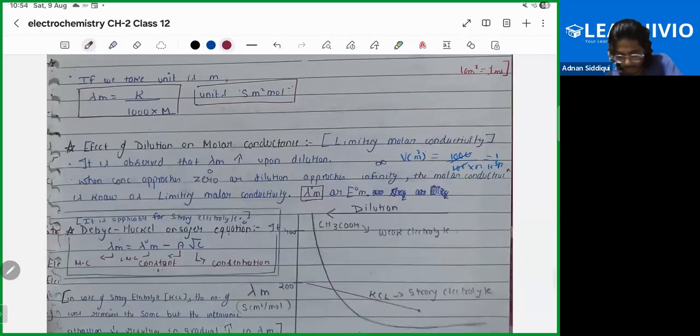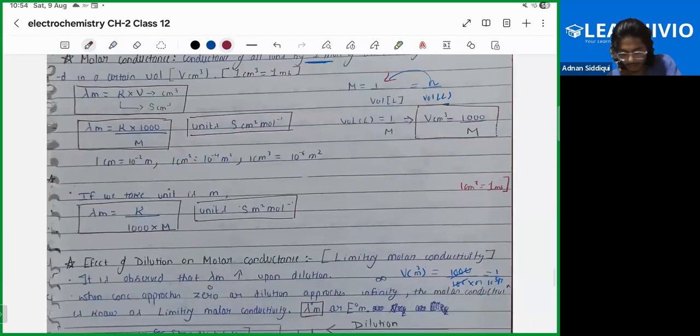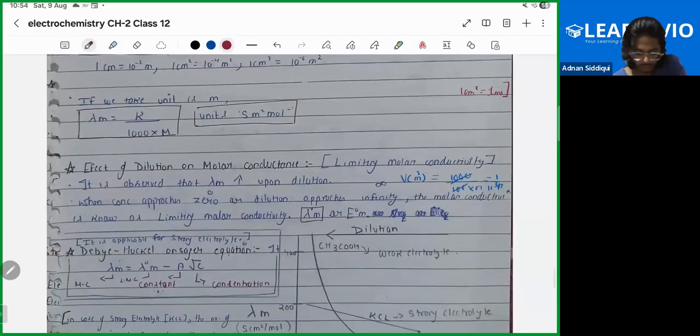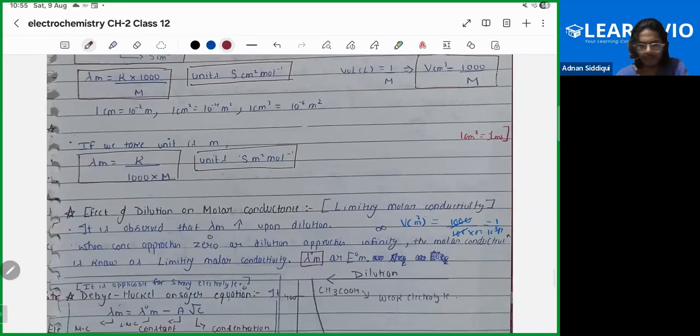So as you are traveling, I will keep the things still here. In the next class, we are going to discuss the effect of dilution on molar conductance. The thing I would like to tell you here is that the effect of dilution on simple conductivity is opposite if you compare it with molar conductivity or molar conductance. Let me give you it as homework.